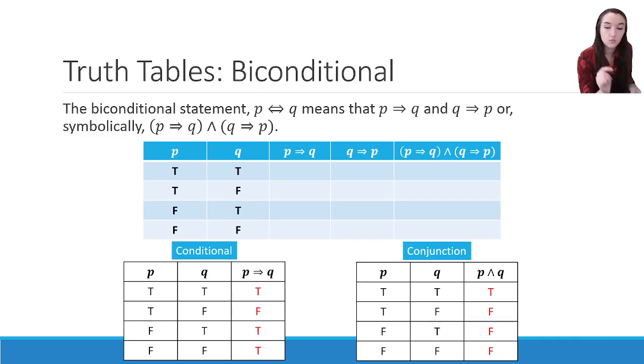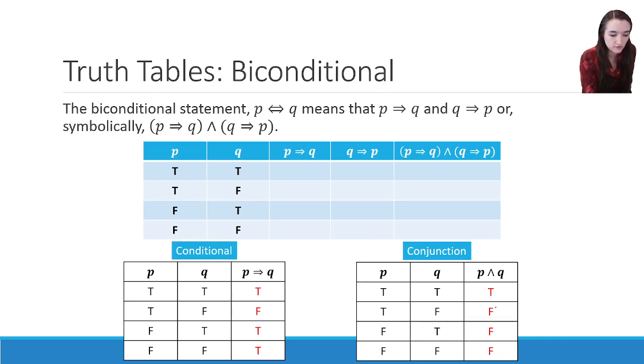We're going to show what the truth table for the biconditional should then look like, because the biconditional is the only one that is defined as a combination of other operations. So here we start once again with our PQ columns, but we also have our P implies Q, our Q implies P, and then the and between them. So first, P implies Q.